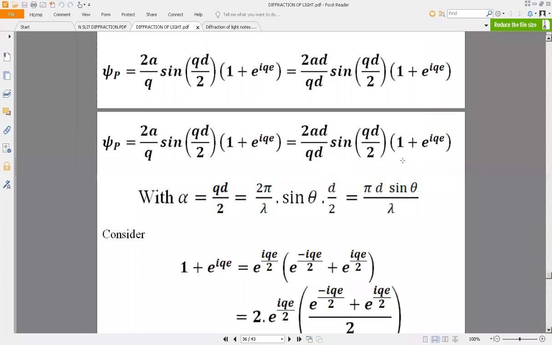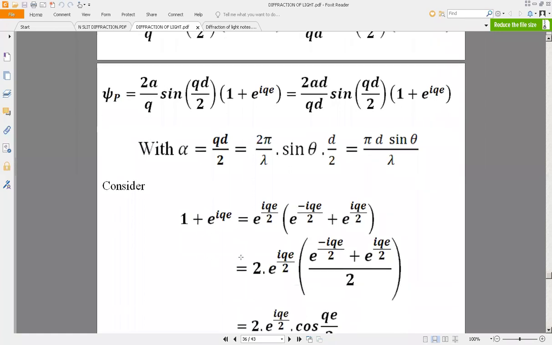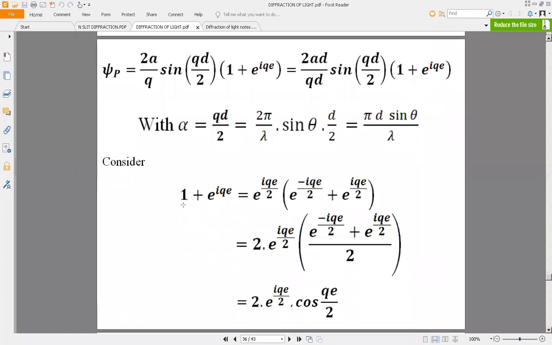So please keep this aside. Don't bother about this, just leave the term for some time and pay attention only to this small bracket term, 1 plus e power iqe. And I am revealing to you that this is a cos term. This was sine; similarly, this is going to be cos. How? I am going to prove that. So now consider only 1 plus e power iqe, and I'm intentionally taking e power iqe by 2 as common. Well, I can take it, right?